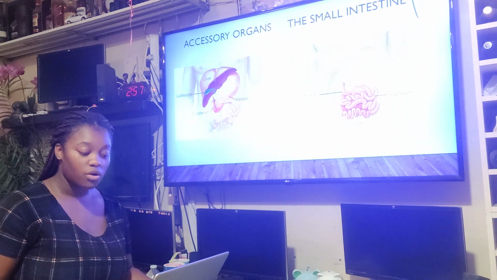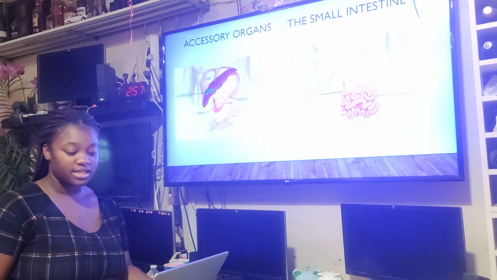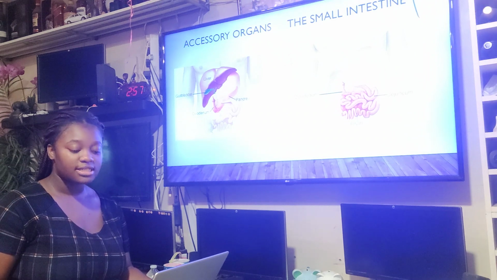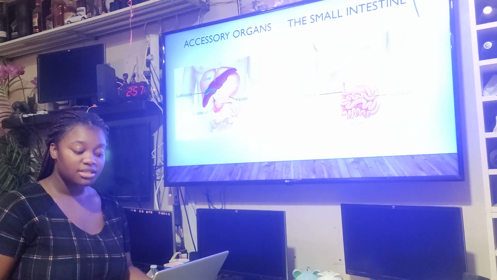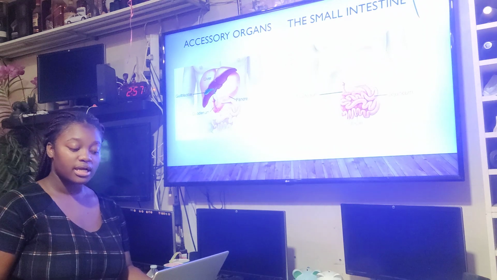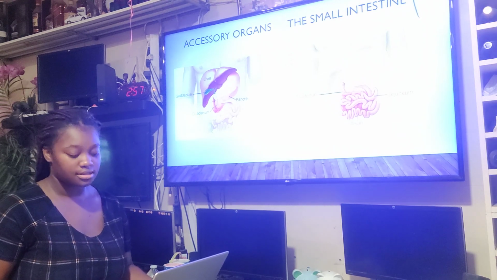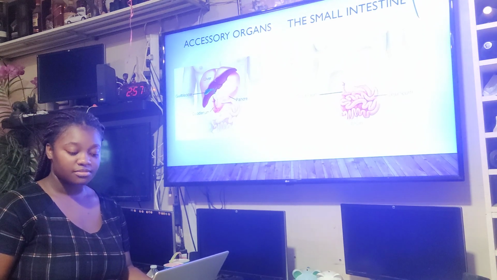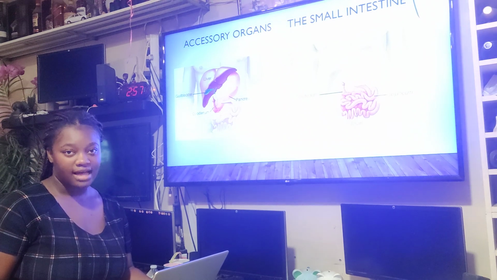These are the accessory organs: liver, gallbladder, and pancreas. They are not part of the digestive tract. The liver produces bile, a solution that helps you digest fats. The gallbladder stores bile. As fatty foods enter the upper portion of your small intestine, the gallbladder squeezes the bile into the small intestine. The pancreas produces digestive enzymes that help break down protein, carbohydrates, and fats.